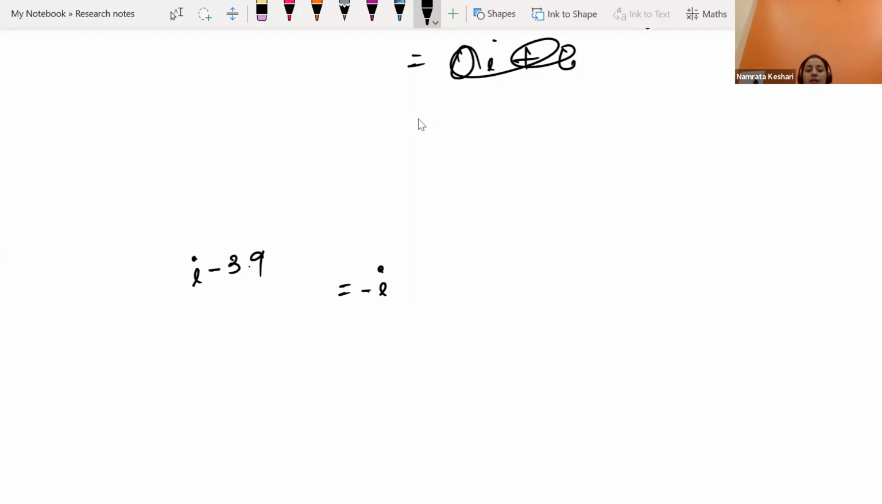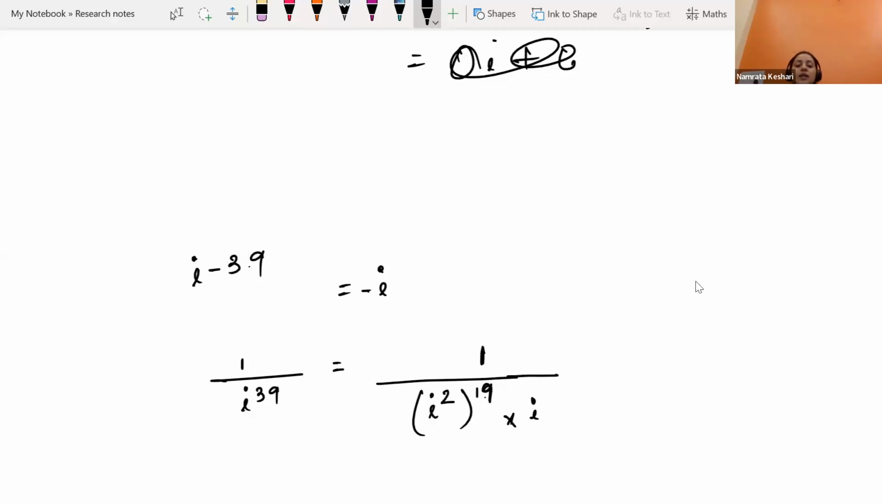i to the power minus 39 can be written as 1 by i to the power 39. See, the law of exponent we are using, which maybe you have learnt in class 8 or maybe 9. Now i square to the power, maximum whatever will be possible, we will write it. If you divide 39 with 2, you will realize that 2 19 times is 38 and one more i. This is the maximum power we can write: i square to the power 19 and then one extra i. Is it clear so far?